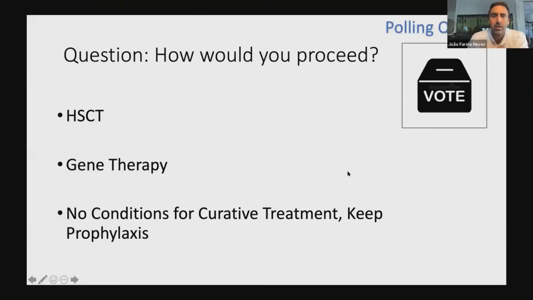So I think you can see it. So my question is regarding my presentations. How would you proceed with this kit? The possible answers are hematopoietic stem cell transplantation, gene therapy, or do you think that the patient has no conditions for a curative treatment, so you'd only keep prophylaxis? Now you'll have some time to vote, so please vote, and then we'll come back to your answers.